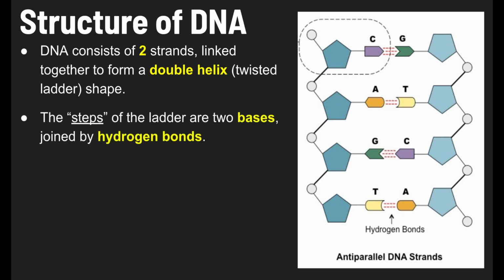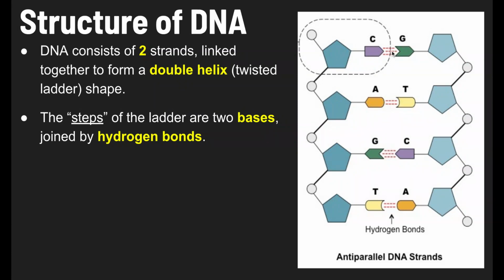Okay, now the steps to the ladder are 2 bases. So you have a C and a G. They form the step of the ladder here. You have an A and a T. They form the step of the ladder there. So you put 2 bases together and they form the steps of a ladder, and those bases are held together by hydrogen bonds. That's what these little red lines are.